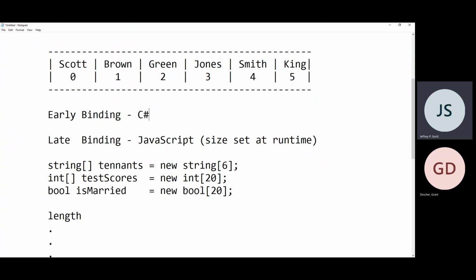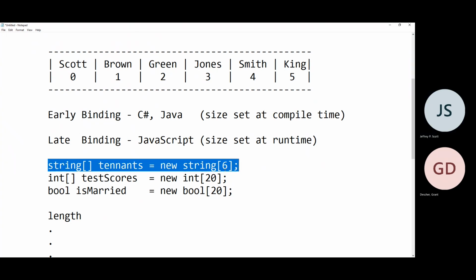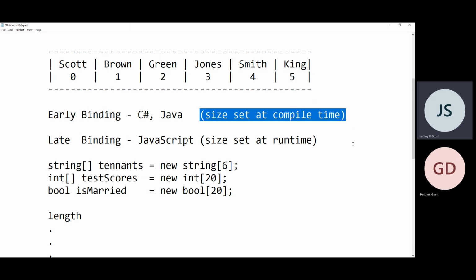Now, C#, Java, and many, many other programming languages use what's called early binding, and that is set at compile time. It's really important that you understand that. What do I mean? I could not add a 7th tenant in here. I can't make it any bigger than 6: 0, 1, 2, 3, 4, and 5, because the size is set at compile time. So once the program runs, you can't change the size of an array.